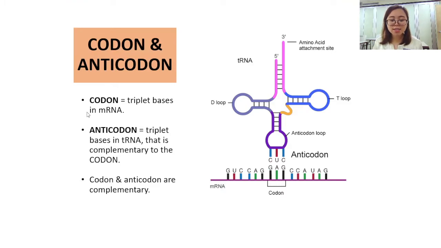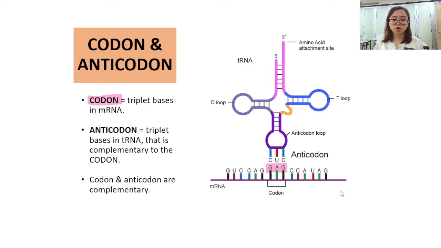So this is what the codons and anticodons will look like. So the codons are triplet bases in mRNA. This down here is your mRNA. And this is one codon. As long as you have 3 letters that are being read together, kita baca 3 huruf atau 3 base nucleotide itu sekali, itu adalah satu codon.